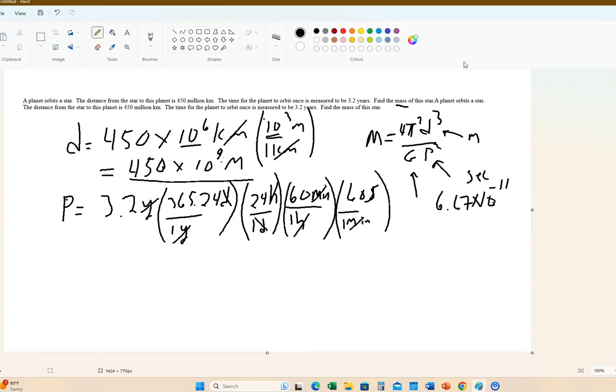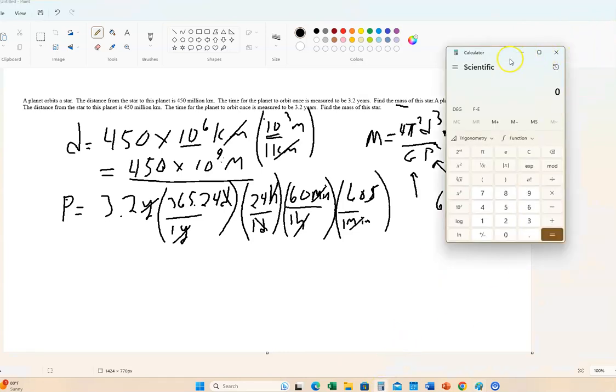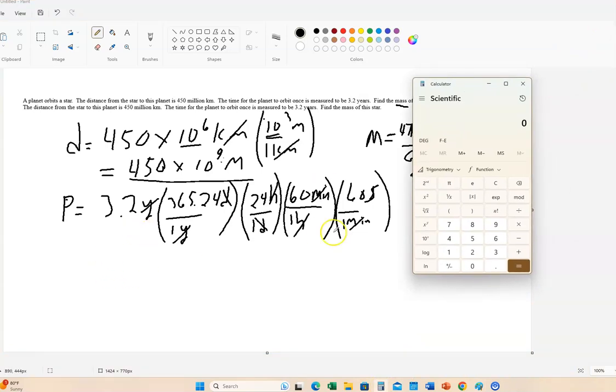So literally all we have to do is multiply. I'm going to do this now. Let's see if I can find my calculator here. There it is. So we're going to multiply 3.2 times 365.24 times 24, and then times 60 times 60, or you could just say times 60 squared. And that is the answer.